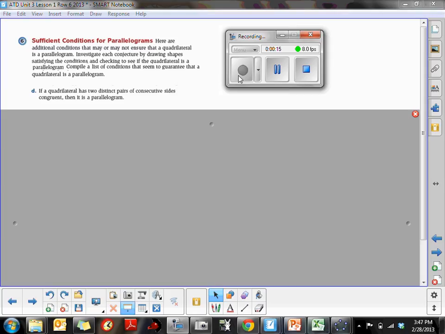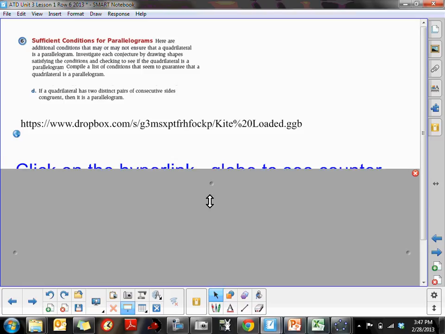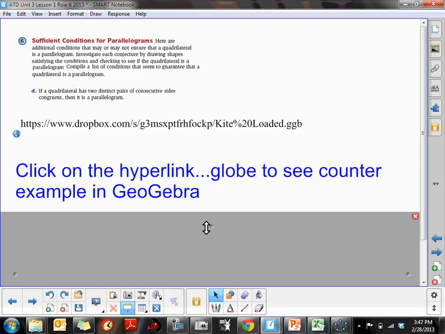So, kind of breaking this apart, it's a four-sided figure. It has two distinct pairs of consecutive sides that are congruent. And that sounds an awful lot like a definition that we've been hovering around quite a bit in the recent little part, and that would be a kite. And if we had a kite, it would not have to be a parallelogram.